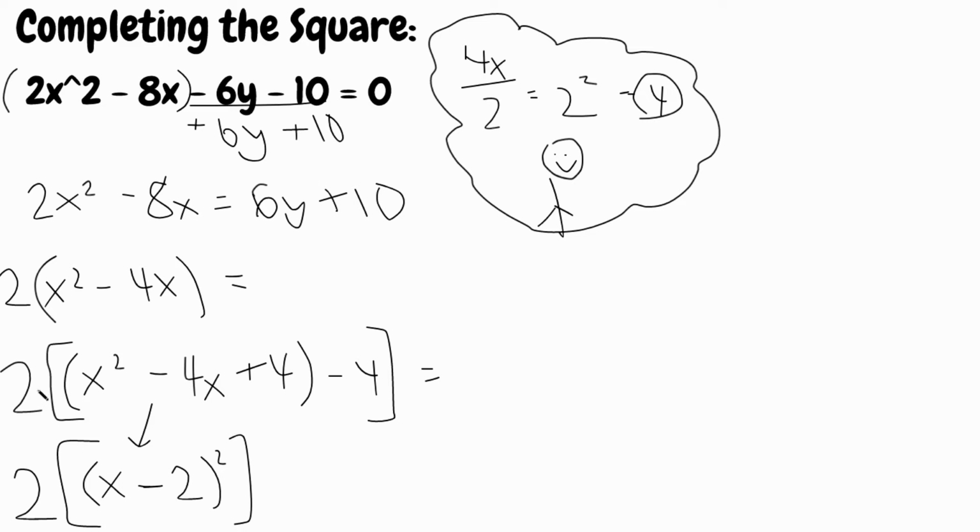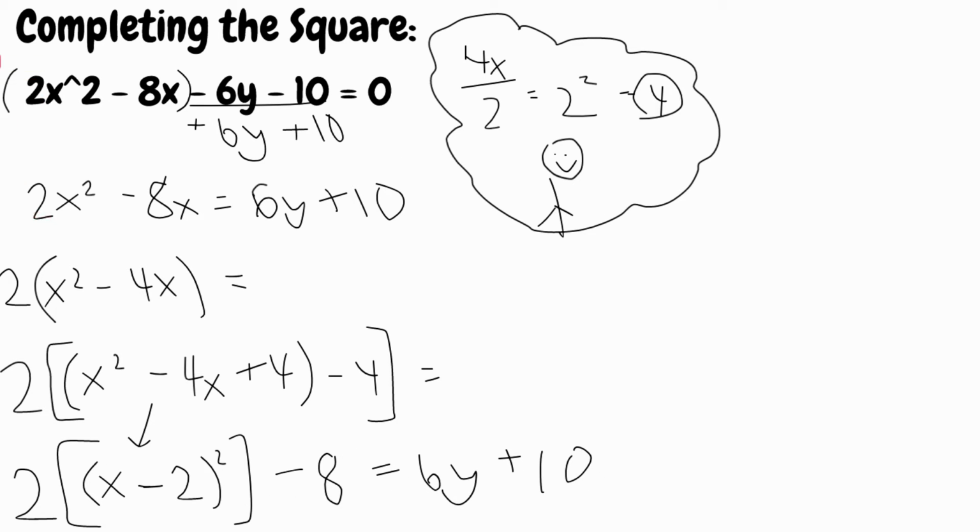So we'll just end off this. This 2 still distributes to the 4, which is the common mistake that everyone makes. Once the 2 distributes to the 4, this becomes negative 8. And now this becomes 6y plus 10. Now we're here.